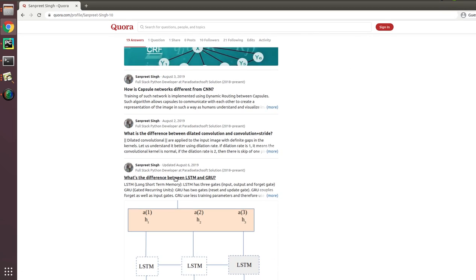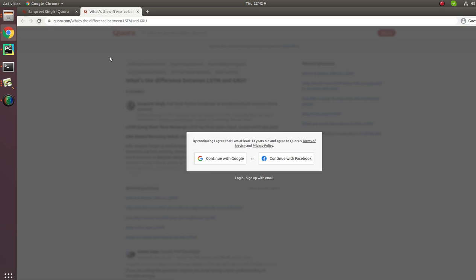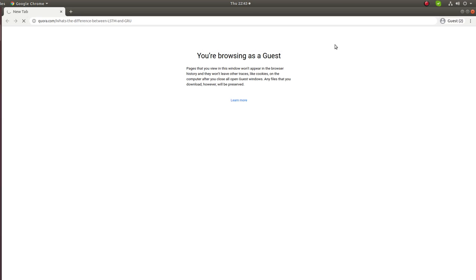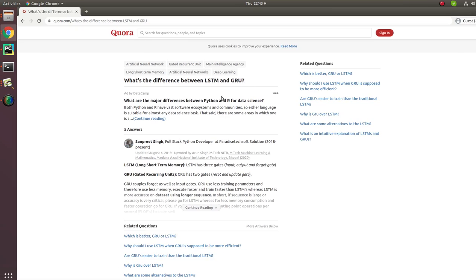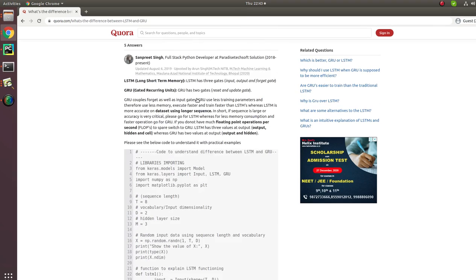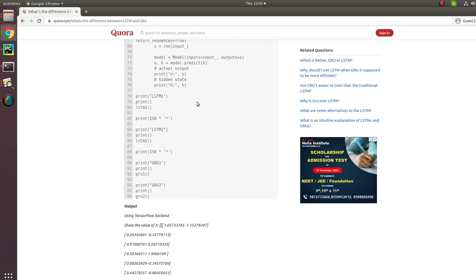Okay, so this is the difference between LSTM and GRU, and let's try to open it. They say that you need to sign in. Let me try to open it in a new window. Maybe you will get the results. Don't worry, I get the result. So this is the difference between LSTM and GRU. I have written a post and put the code there in the query.